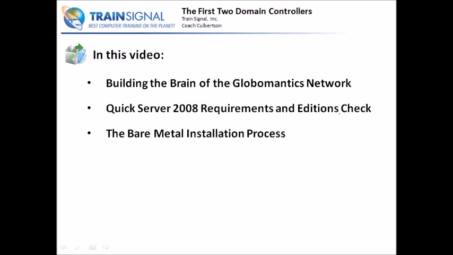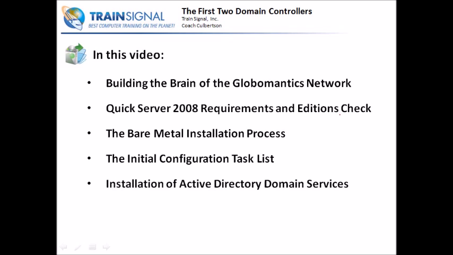Then, after we've selected an edition of Server 2008 to install for GlobalMantics, I'm going to talk you through the bare metal installation process. Now, bare metal installation is kind of a fancy way of describing something that's very, very simple, and I'll share that with you. Then we're going to walk through the initial configuration task list. This initial configuration task list is just a really easy way to get your server set up with the basic requirements of a server name, an IP address, all that good stuff.